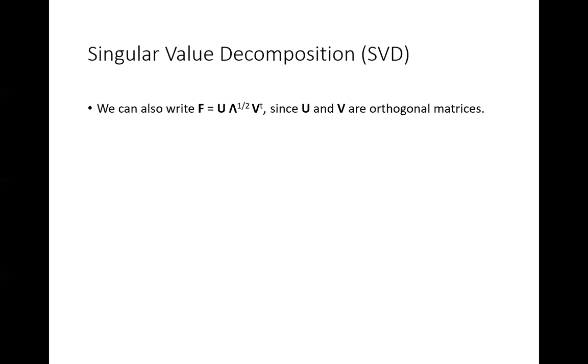Of course, before moving on to the example, let's also look at one or two other points related to SVD. Based on the previous equation, if you flip things around, we can also write matrix F equal to matrix U, lambda to the power 1 by 2, multiplied by V transpose. So basically, if we know matrix U, matrix V, and matrix lambda, we can get back our matrix F.